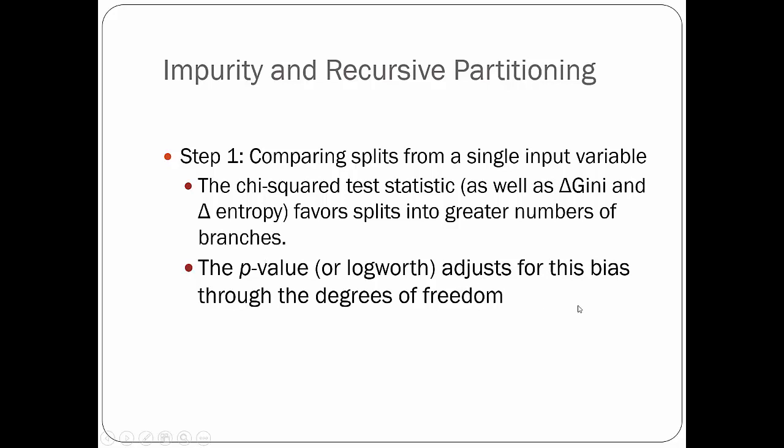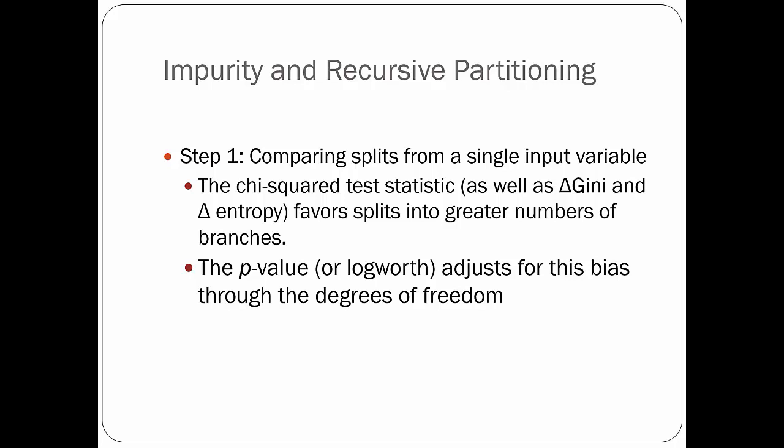The p-value, you can either use these Gini or entropy, and SAS allows you to select which one you want to use. You want to use Gini or you want to use entropy. So if you use Gini or entropy, it favors splits into greater number of branches, either one of them. Okay. But on the other hand, if you select log worth, then log worth will give you more unbiased estimates of propensity. So you may want to try all three.